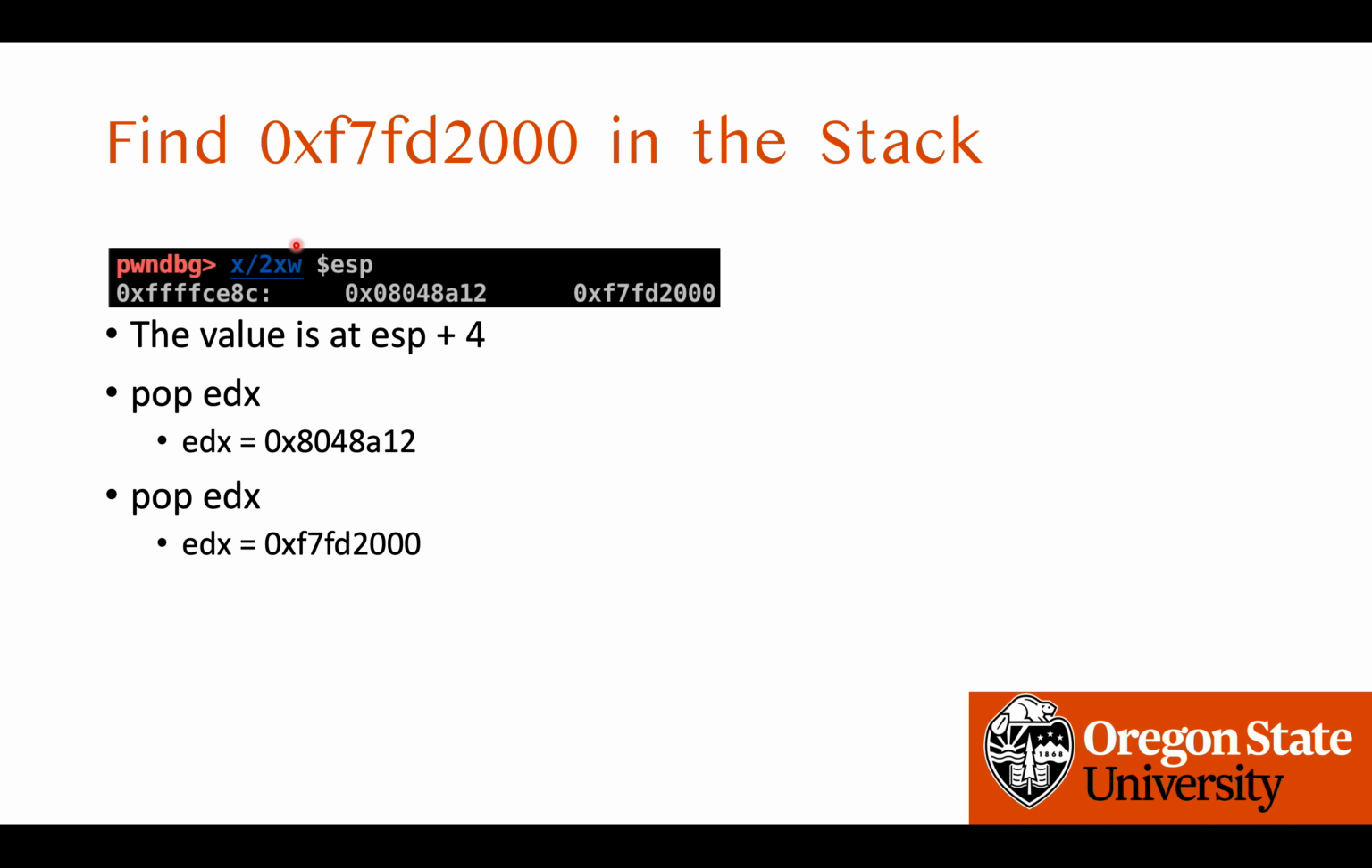So let's do that. If you print out 0x x to just 2 values from ESP, maybe you can print further values if you need to find it, but by just printing 2 values, you can see that the first value is this one, and then the second value is F7FD2000, which is the address of the shellcode. So the target value is at ESP plus 4.